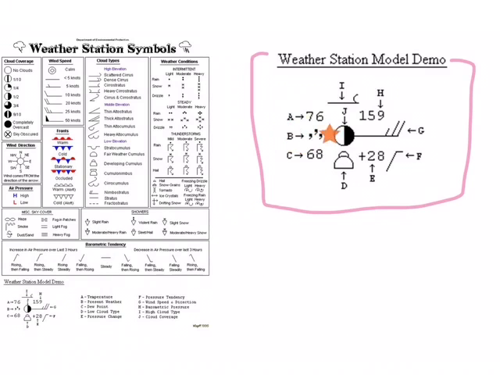Letter B represents the current weather. So you would go over here, use this key, and you would see that the three little apostrophes means that it's drizzling, and it's a moderate drizzle. So moderate drizzle, 76 degrees. The letter C tells you the dew point. So at 68 degrees, the water will start to condense.